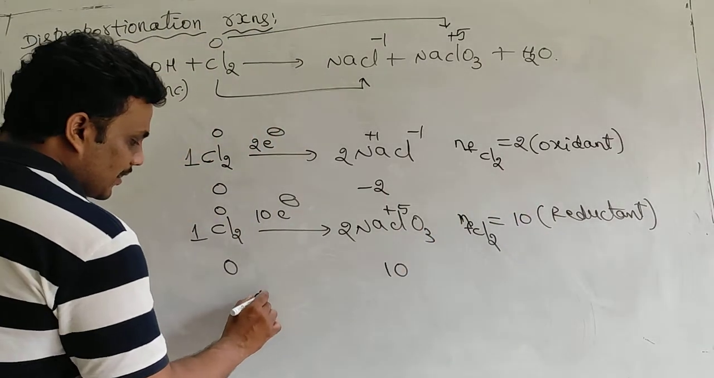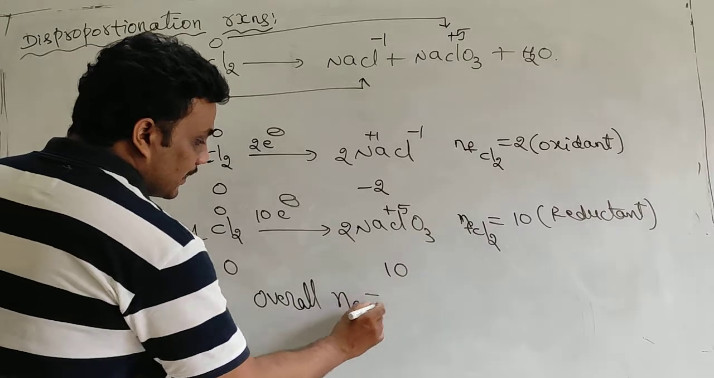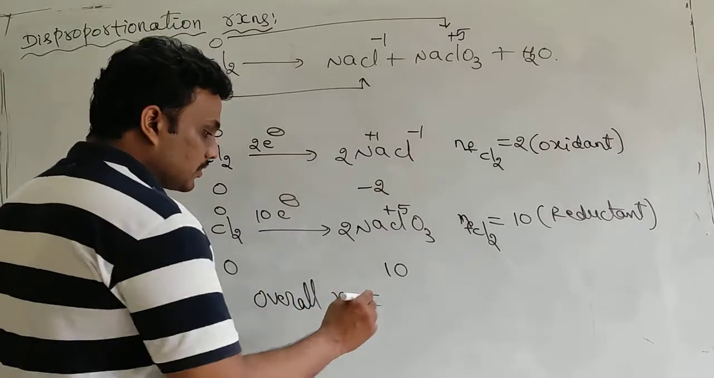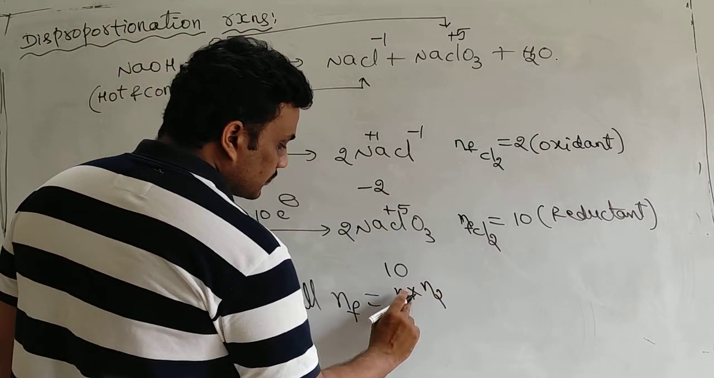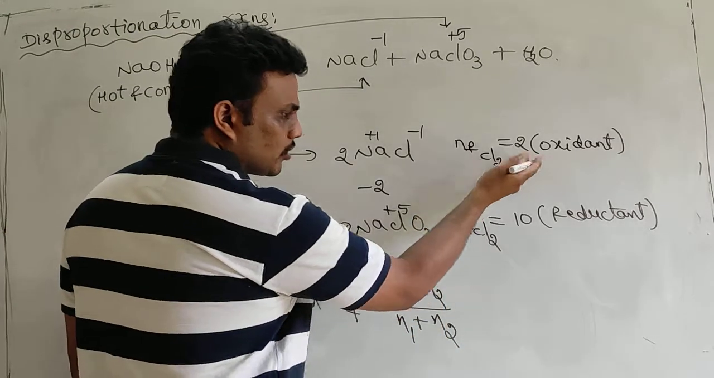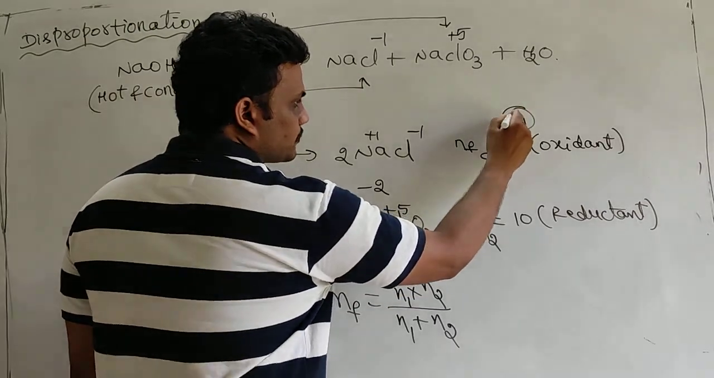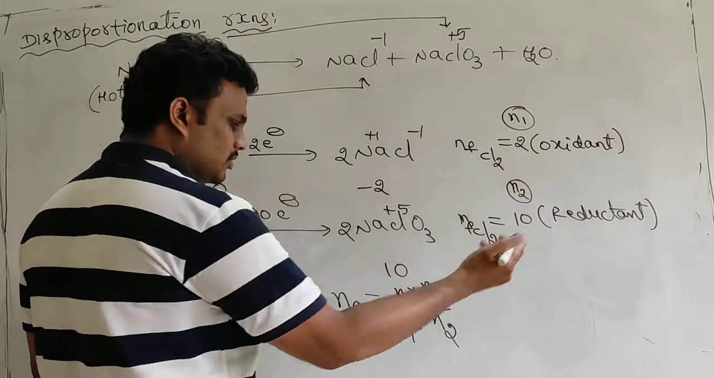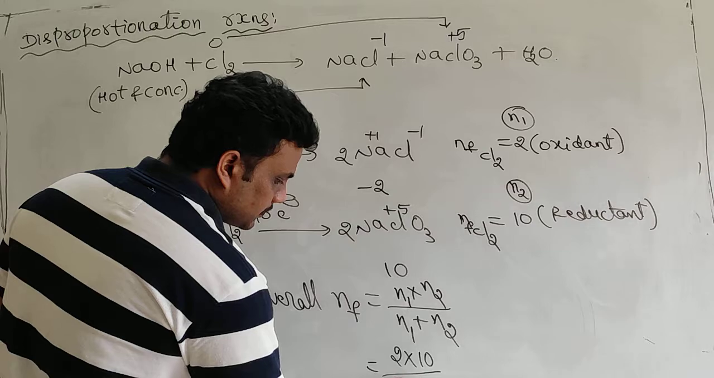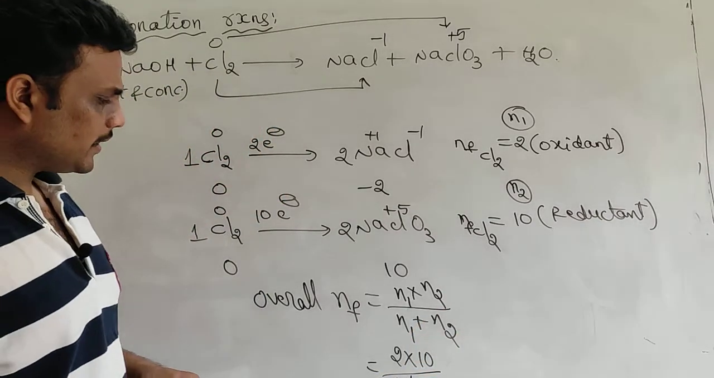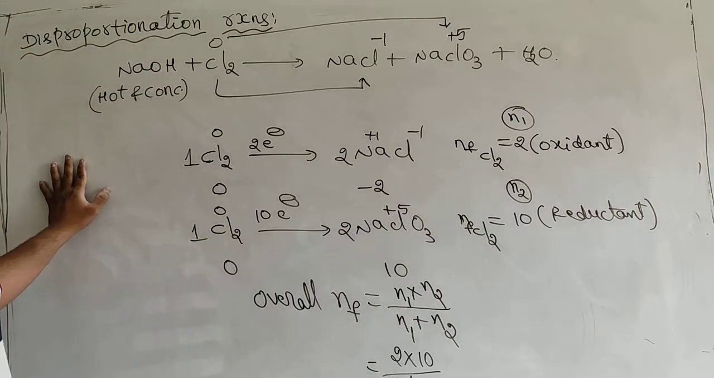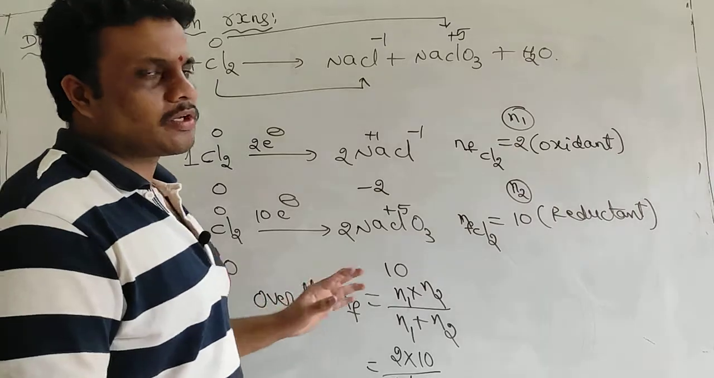Now, how do we calculate the overall n factor? Sometimes you may be asked to calculate the overall n factor of a disproportionation reaction. So this is n1 into n2 upon n1 plus n2. This is the shortcut. n1 is the n factor of this, you take it as n1, you take the other as n2, your choice, no problem. So 2 into 10 upon 2 plus 10. Simplify this, and this will be the n factor. So this is for the disproportionation reaction. It is also a kind of redox reaction.